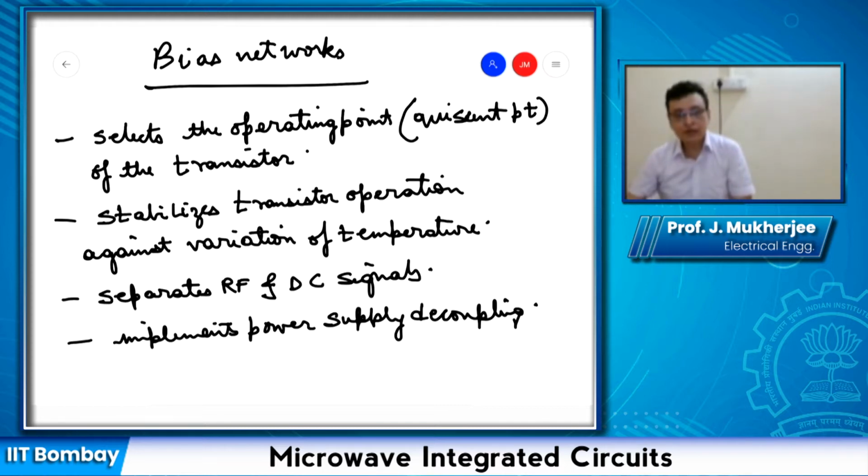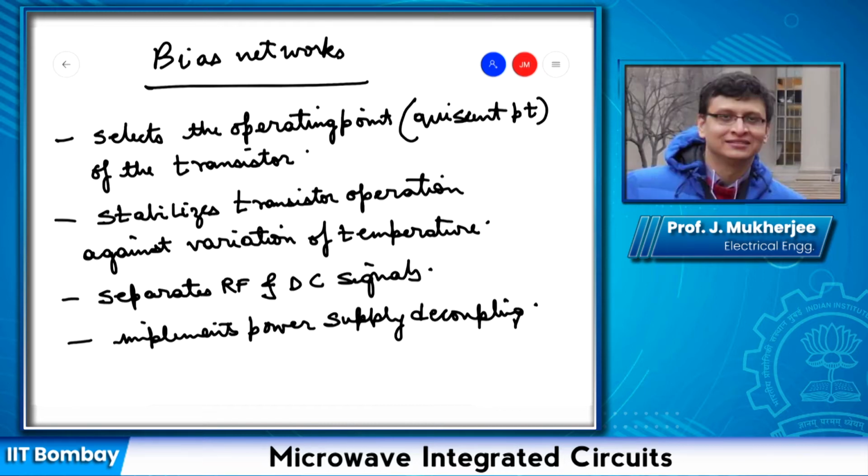Also, one other essential aspect of any bias network is power supply decoupling. The bias network should only provide the required voltages and currents. Any variation in the power supply it should be able to decouple from the operation of the circuit. That is, your amplifier performance should be shielded from any power supply variations or fluctuations. So these are some important roles of the bias network.